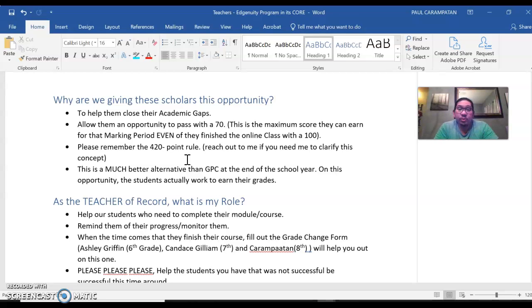Other than that, I will send you the spreadsheet with the students' names on yours. Just find your kiddos, and we are just grateful that you guys are allowing us also to help our kiddos out, and you guys monitor them too.